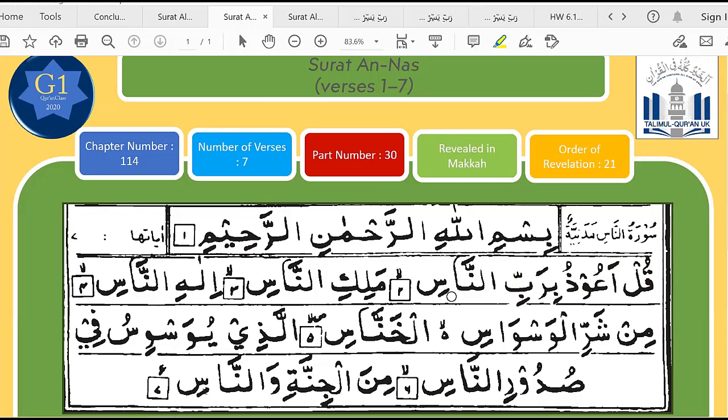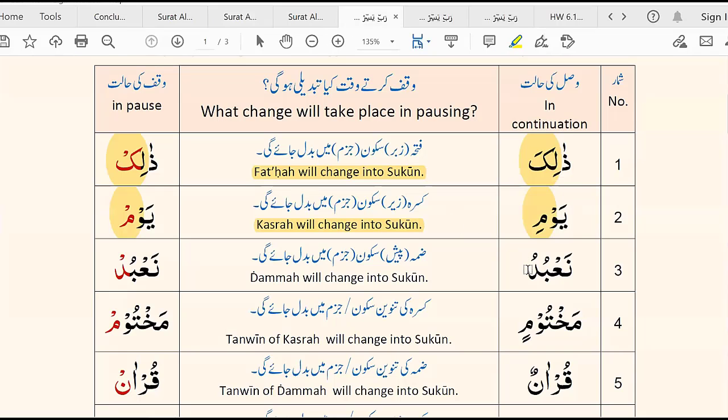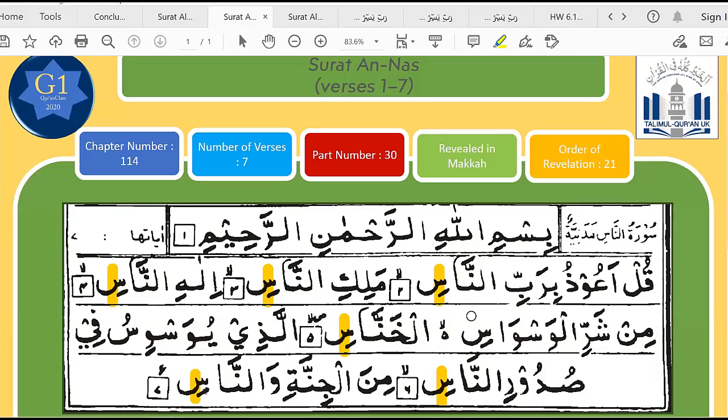Before we move on, I would just like to remind all the students that all of these verses end with a letter that is carrying the sign of kasra. Whenever we have a word that ends in a letter carrying kasra, it will change into sukoon. What change will take place in pausing? Kasra will change into sukoon, as we can see over here. So just be mindful of that.